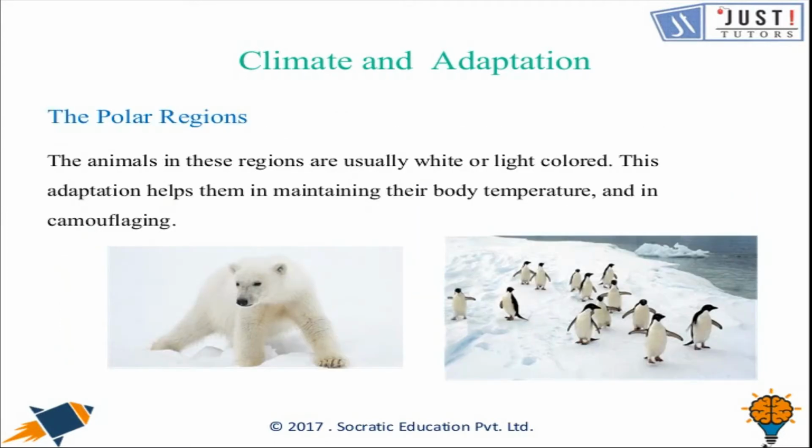Talking about the polar regions, the animals in these regions are usually white or light colored. Some common examples would be polar bears or penguins, as shown in the pictures right here. These animals can store fat in their body as they eat a lot during the summer. It also helps them maintain their body temperature and also in camouflaging.